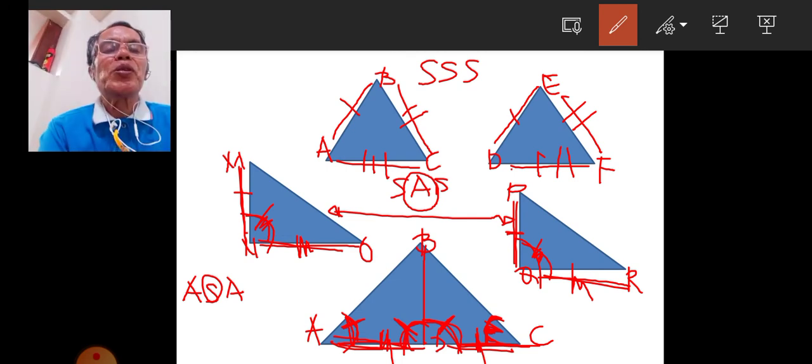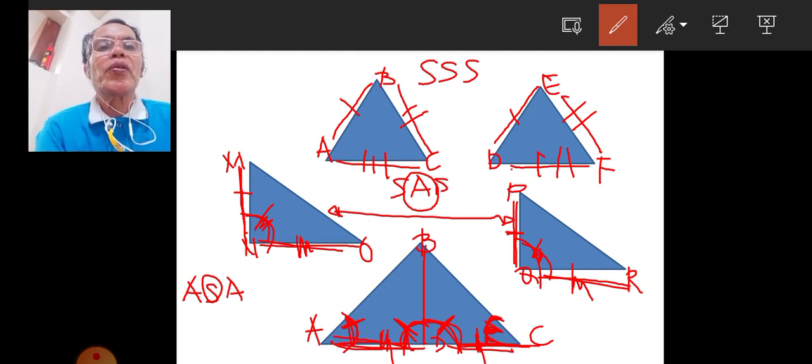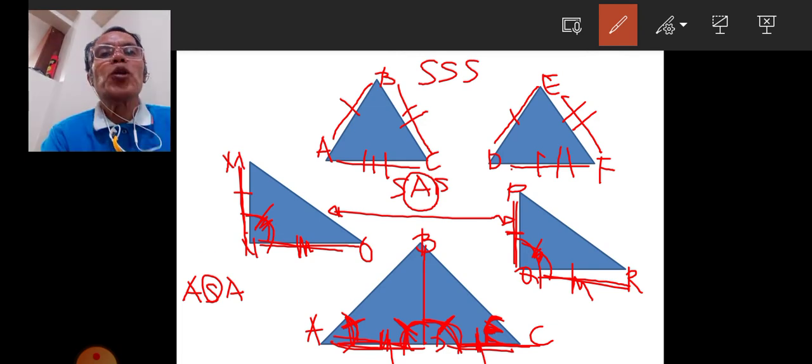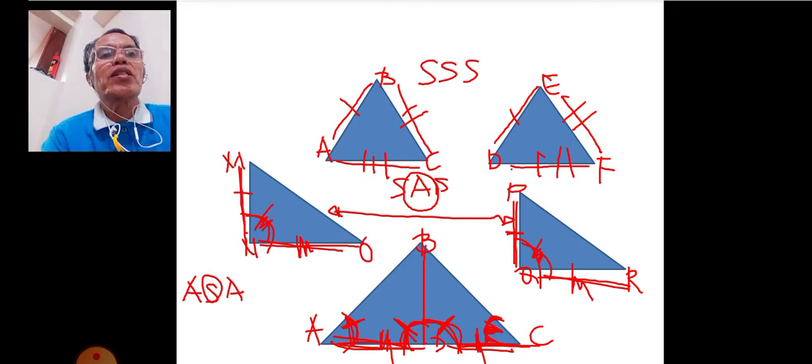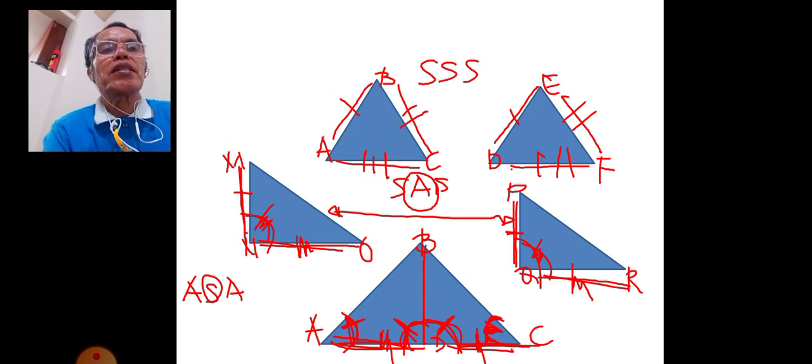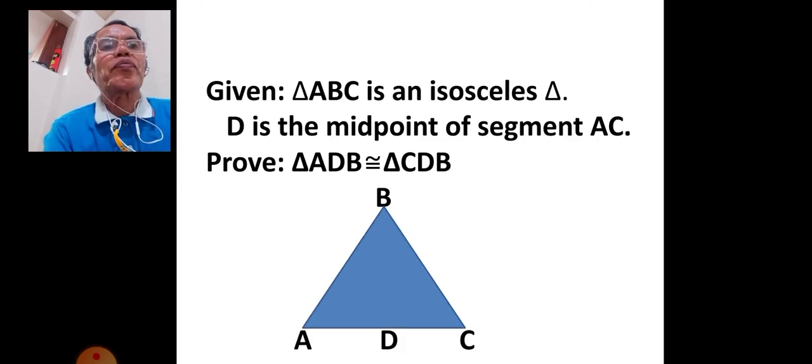Now, the fourth postulate that I have added will be discussed in the later part of this discussion because it is not included in the module. I just add it in order for us to have knowledge of the angle-angle-side postulate. So we are going now to apply this and prove this postulate.